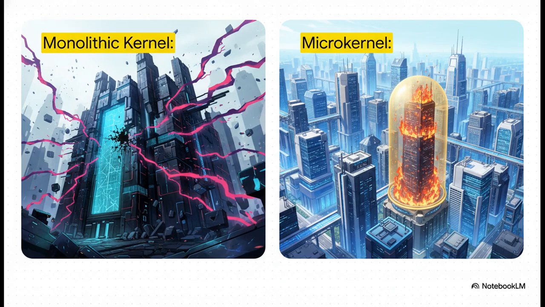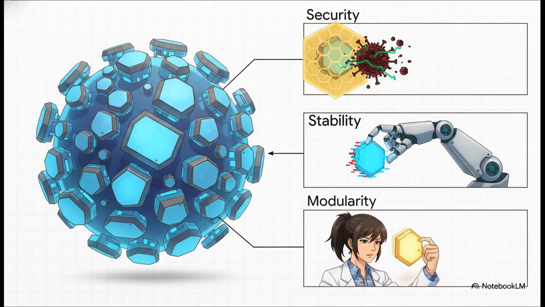A monolithic kernel, it's like one giant fortress. If an enemy gets past one section of the wall, the entire castle is compromised. But a microkernel, that's more like a city full of separate protected buildings. A fire in one building is contained. It doesn't burn down the whole city. Makes sense, right? And the promised benefits of this new way of thinking were just huge.